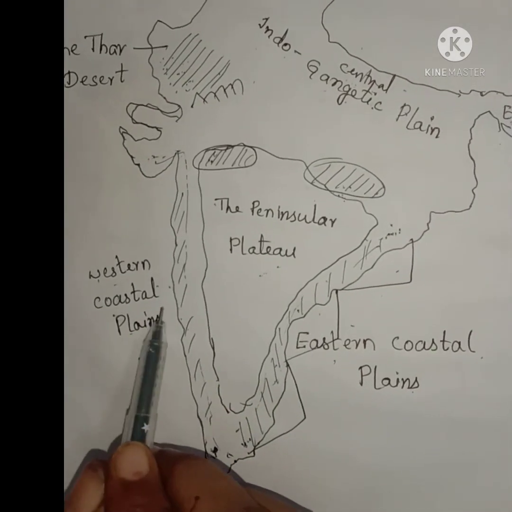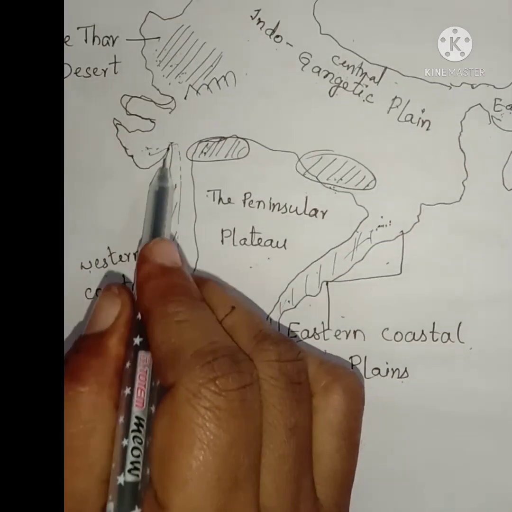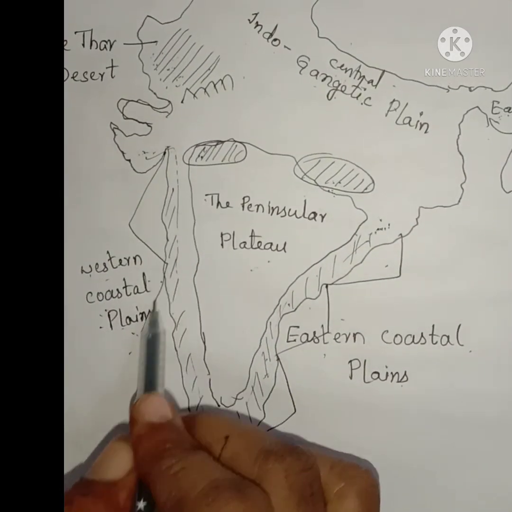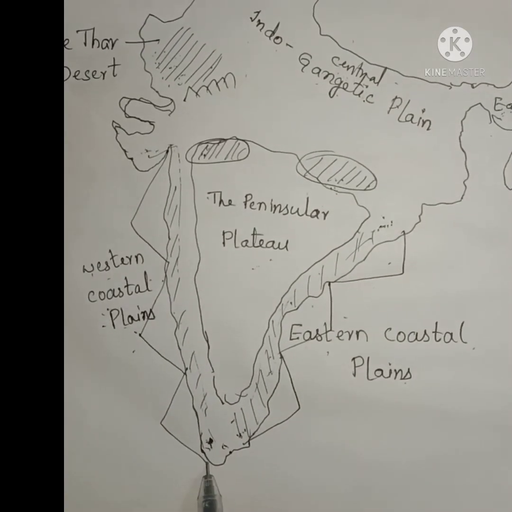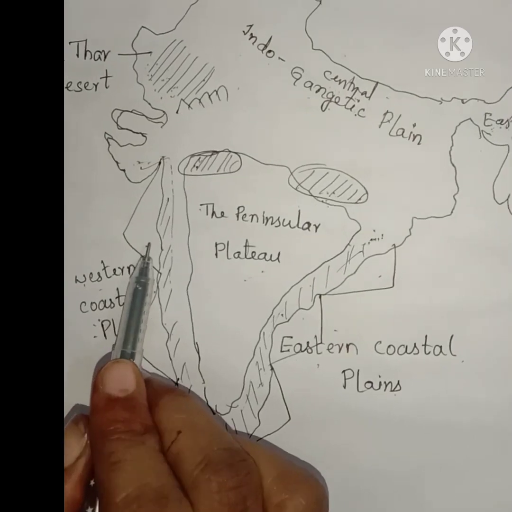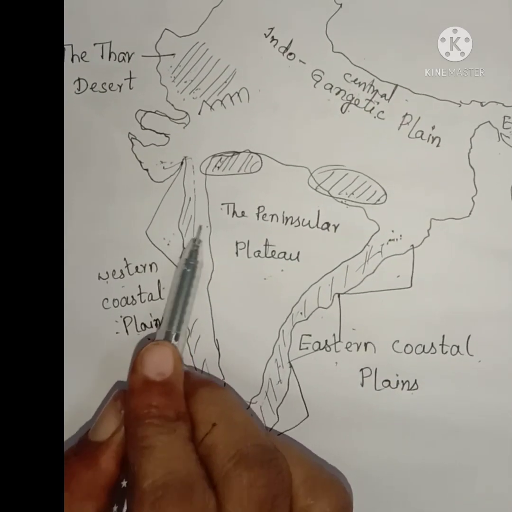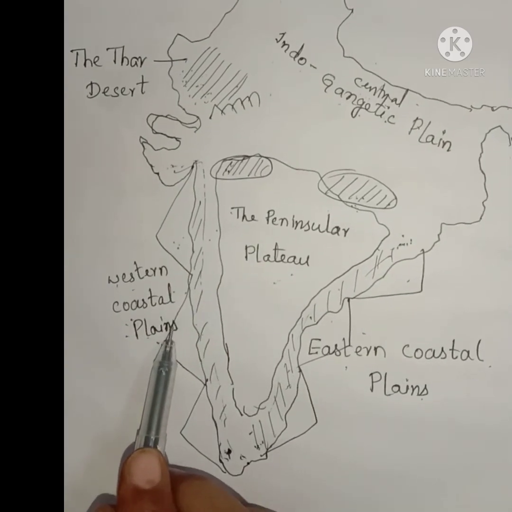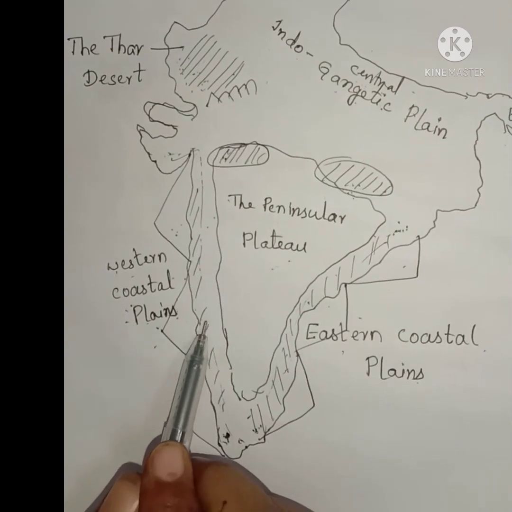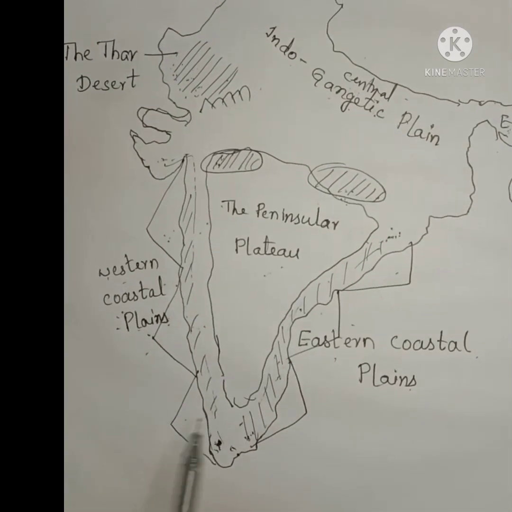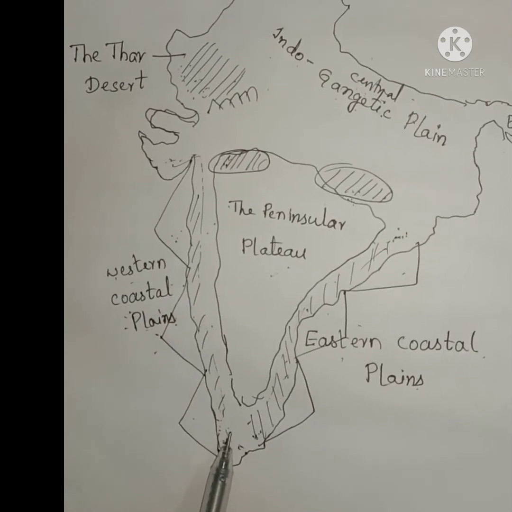Next, the western coastal plains are divided into three parts: Konkan coast, Canara coast and Malabar coast. Konkan coast is the northern part. It touches Maharashtra and Goa. Canara coast is the middle part. It includes the coastal plains of Karnataka. And Malabar coast is the southern part, mostly in the state of Kerala.